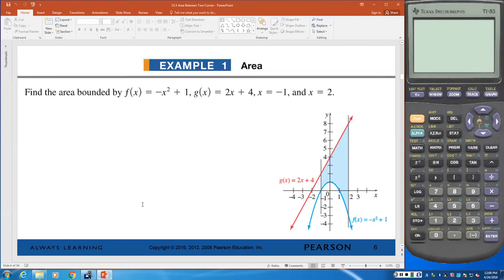This one isn't a difficult example because we've got the area between a linear function and a parabola. And when you graph those two functions, what you see is that the linear function, g of x, is actually the one that's on top. So we're going to integrate it first, from -1 to 2. And then the area bounded by f of x, negative x squared plus 1, that function is also going to be integrated from -1 to 2.